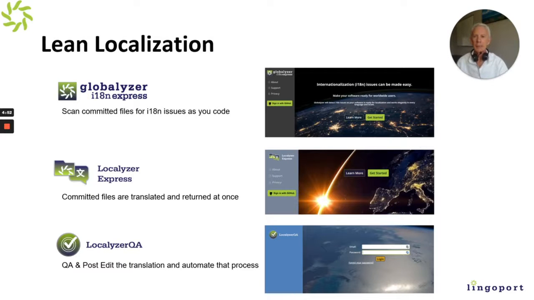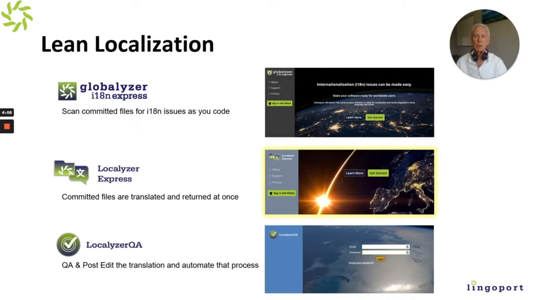I would like to present one aspect of lean localization today. Lean localization is for software developers and organizations who want their applications to go global, to be worldwide. So we have three products. One of them is Globalizer to scan the code that developers write. One of them is Localyzer, and Localyzer helps with the translations of resource files that contain user-facing strings. And finally, Localyzer QA to validate the translations that have been returned with Localyzer.